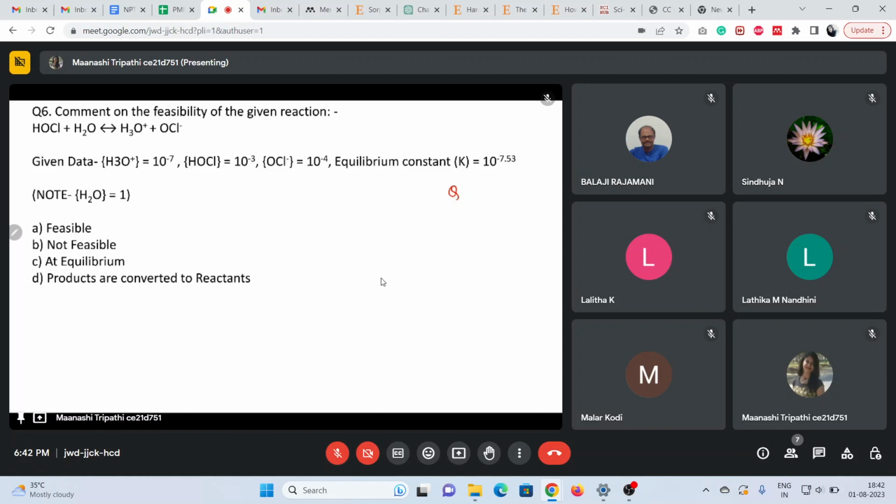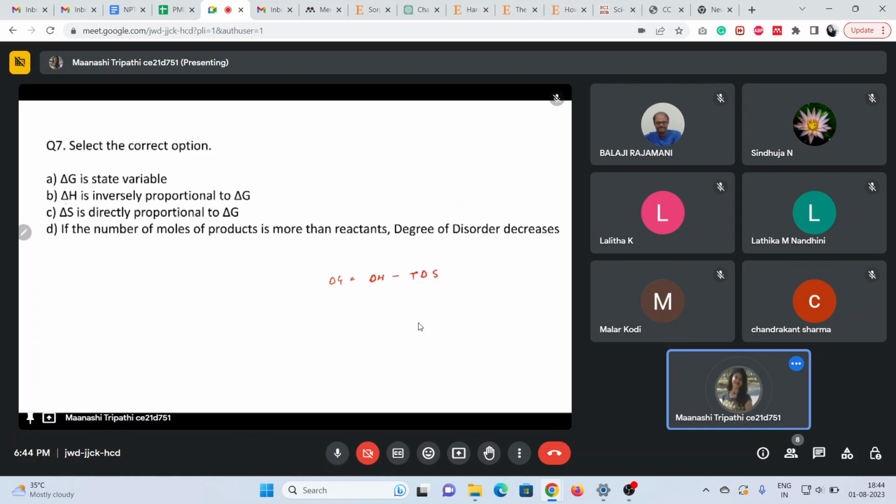So delta G is delta H minus T delta S. The statement that delta H is inversely proportional to delta G is not true. Delta S is directly proportional to delta G? There is no such proportionality relation here, because there are three different terms which need to be considered.